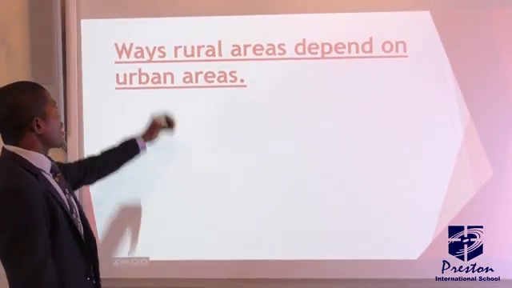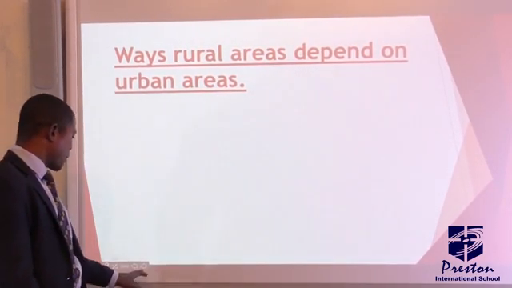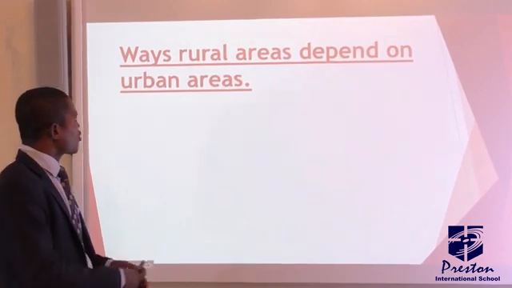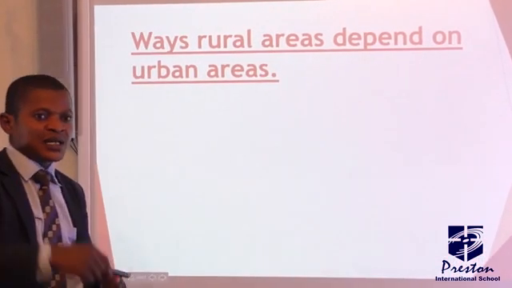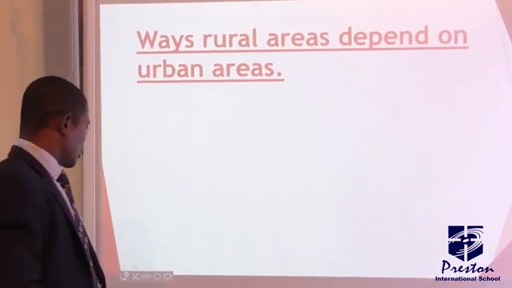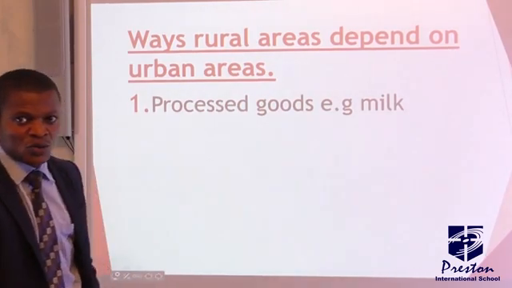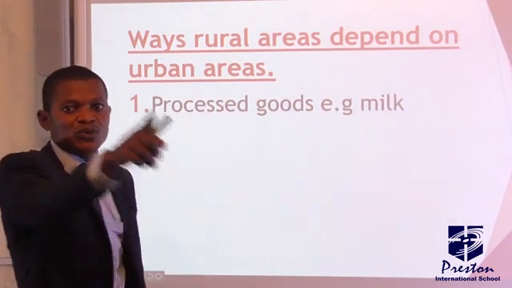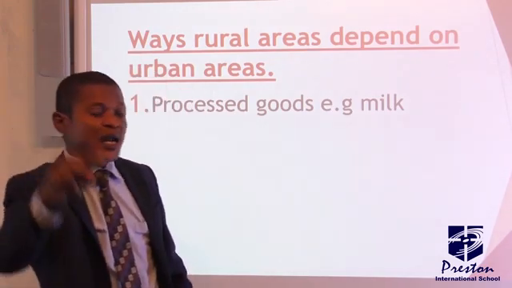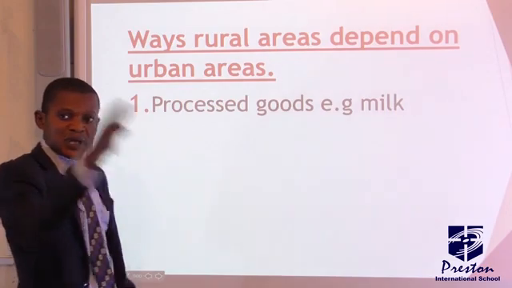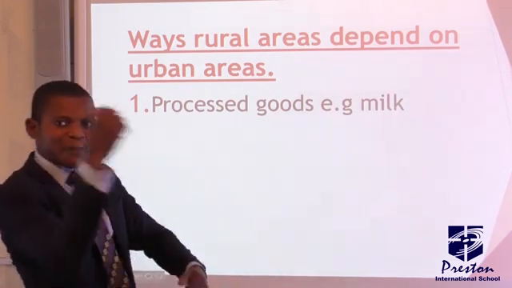Let's look at the ways rural areas depend on urban areas. We are talking of the activities carried out by the urban centers that the rural areas depend on. Let's look at the first one: processed goods like milk. You cannot find processed milk in the village, but it is processed in the town. Therefore, the rural area will depend on the urban area for processed milk and many other materials processed in industry. You can only get them from the town. So the rural area depends on them for that.